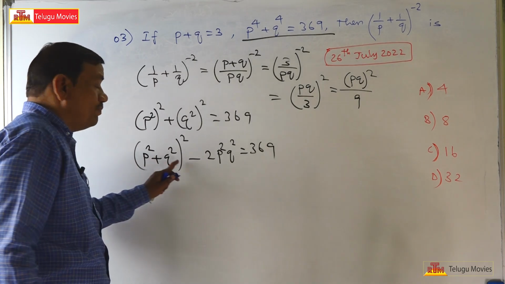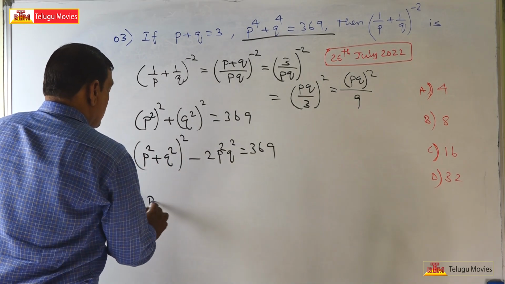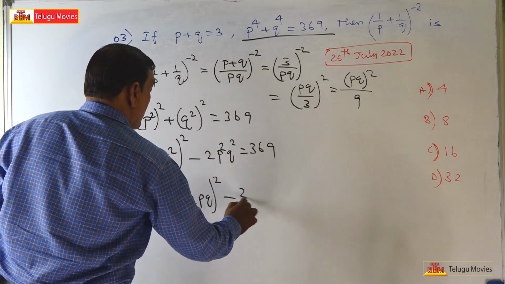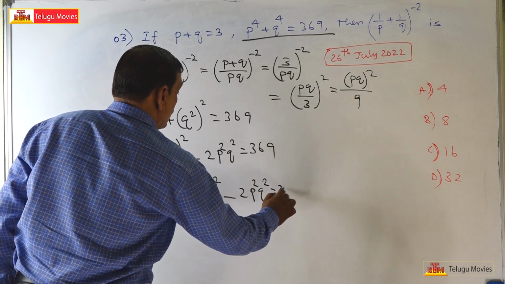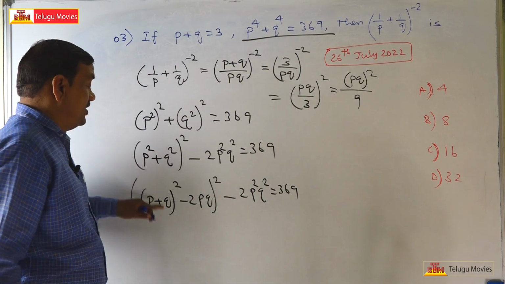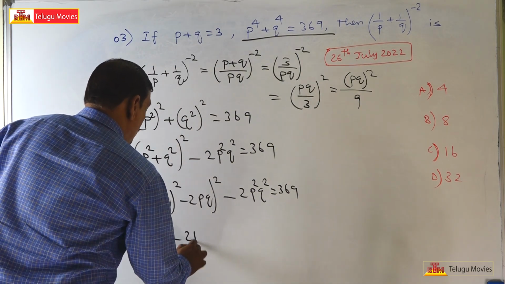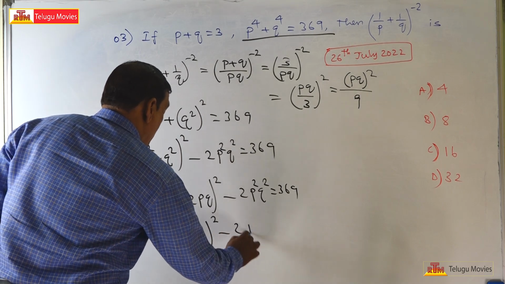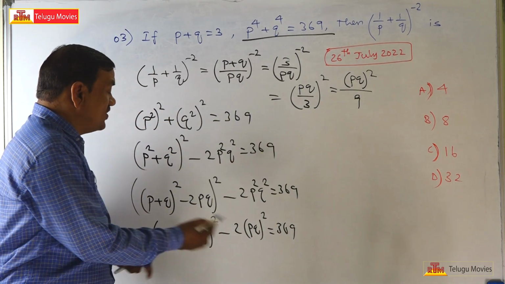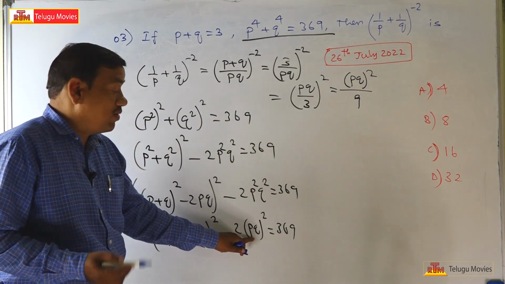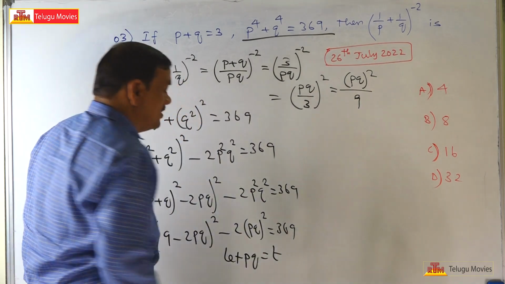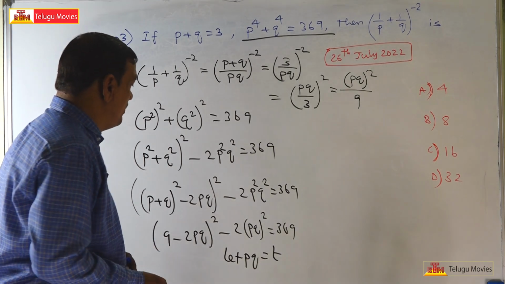Again, p square plus q square is (p plus q) whole square minus 2pq, whole square, minus 2 times p square q square, equal to 369. The p plus q value is already given as 3, squared is 9. So (9 minus 2pq) whole square minus 2 (pq) square is equal to 369. So definitely you will get a quadratic equation in terms of pq. So for our convenience, wherever pq is there, let us put T or X, whatever you can take.